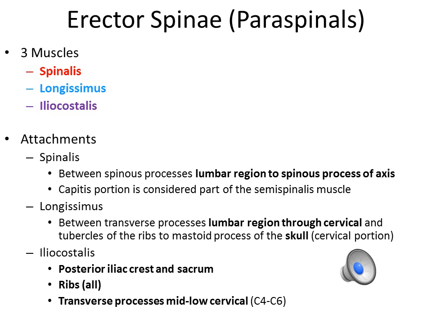Longissimus is attached between the transverse processes in the lumbar region through the cervical region, and is also attached to the tubercles of the ribs and the mastoid process of the skull. Iliocostalis' attachments are to the posterior iliac crest and the sacrum, all of the ribs, and the transverse processes of the mid to lower cervical spine, C4 through C6.